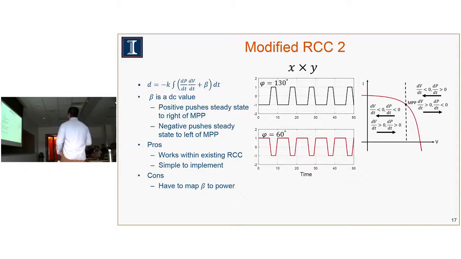So you can add in this DC value, which will push your steady state to the right of the maximum power point if the beta value is positive, and it pushes you to the left of the maximum power point if it's negative. So again, the pros and cons, this is probably the simplest to implement, and it works within the RCC. The cons would be you would have to find some way to map beta to the set point power.